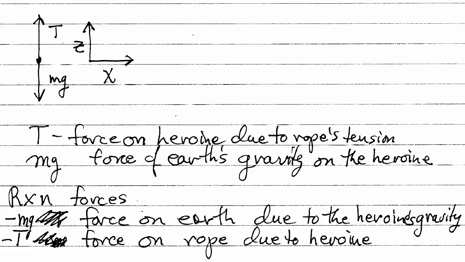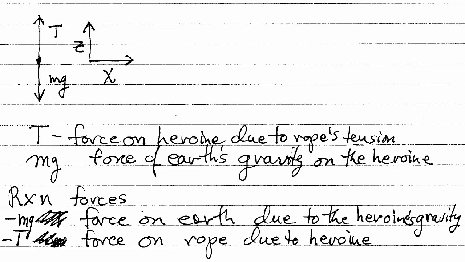And so on the next 2 lines, we write out that T is the force on the heroine due to the rope's tension, and mg is the force of the Earth's gravity on the heroine. The reaction forces are a minus T, the force on the rope due to the heroine. That's a reaction force to T, the force on the heroine due to the rope. And then a minus mg, the force on the Earth due to the heroine's gravity, which is the reaction force to the force of the Earth's gravity on the heroine.